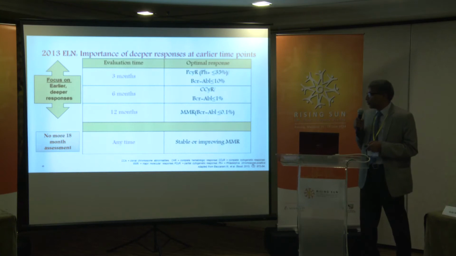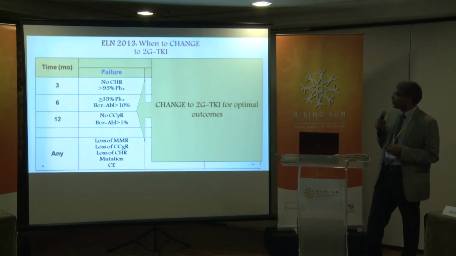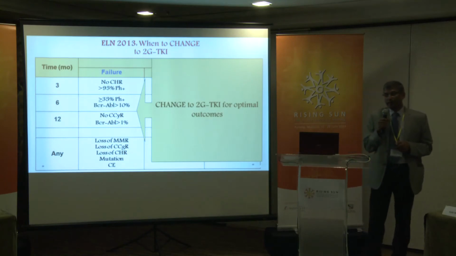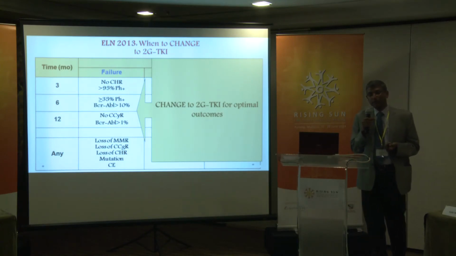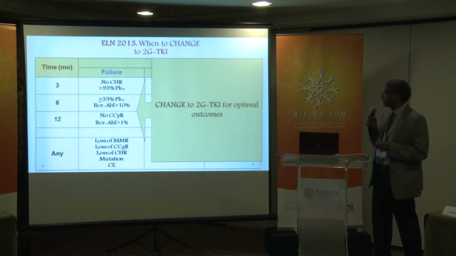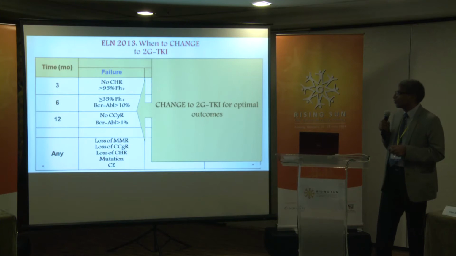And there was no more 18 months assessment. So what was the emphasis for the ELN 2009 guideline is whether to change the treatment or not. So they did away with the suboptimal responders. And whenever you had a failure, which was indicated by no hematological response, of course, when you do not have a hematological response, it's a no-brainer that you need to change therapy.